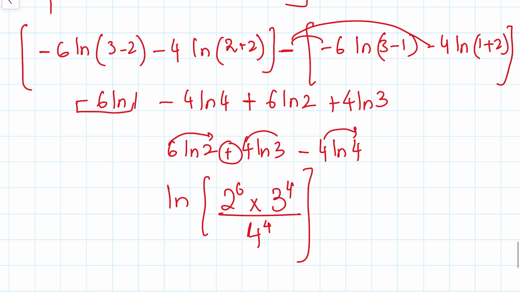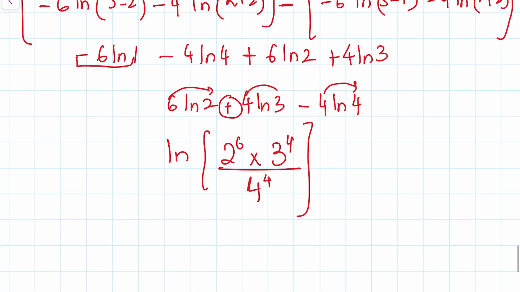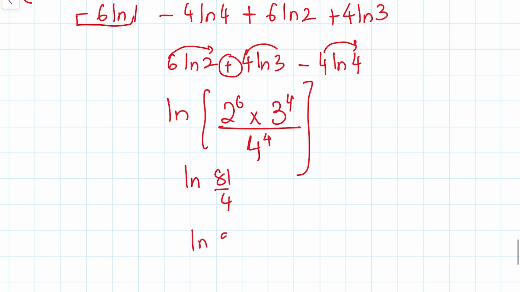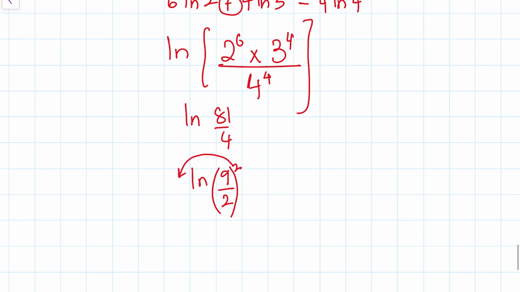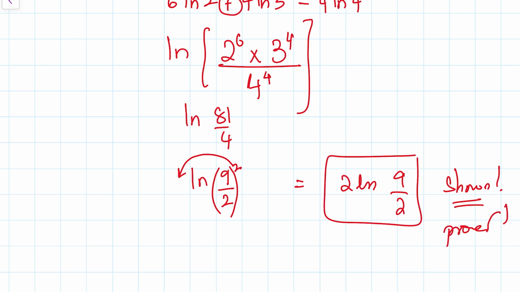Now use the calculator to evaluate it. We get 2 power 6 into 3 power 4 divided by 4 power 4. I get 81 upon 4. 81 can be written as 9 square. 4 is also 2 square. So we take a 2 common out. This 2 can come down and become 2 ln 9 upon 2, which is what they want us to show. So it's shown and proven.